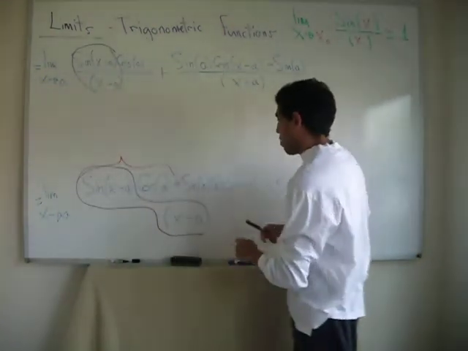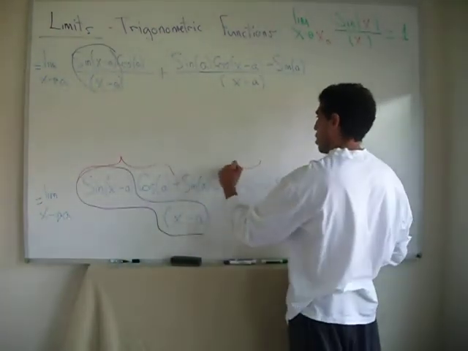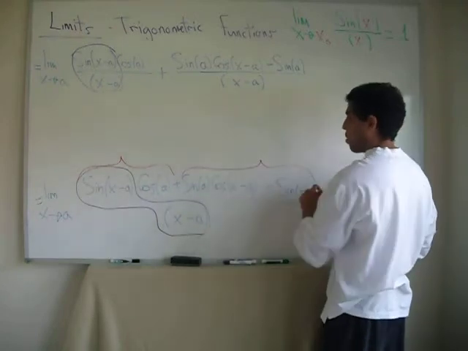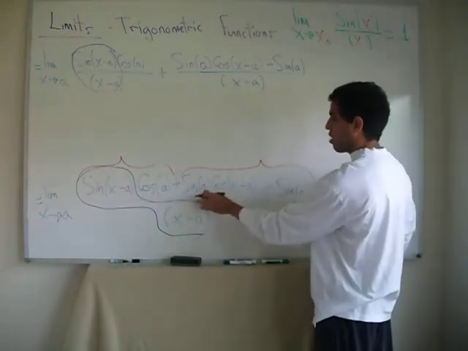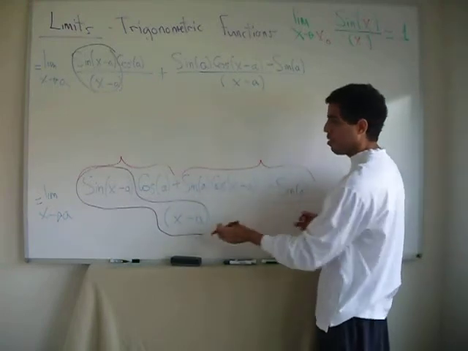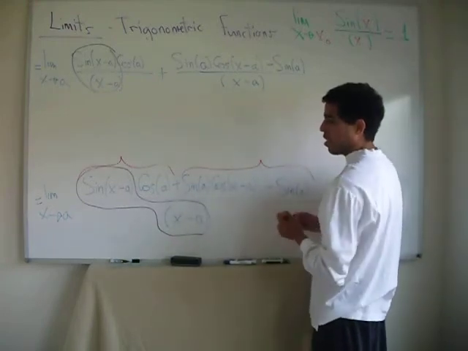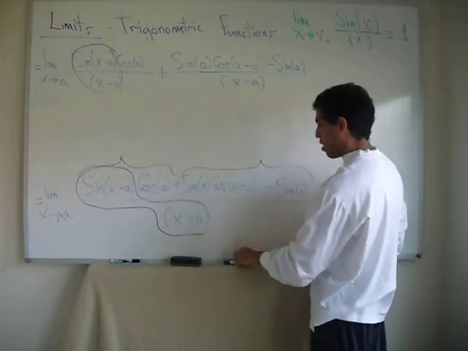Okay, and the second part is this one, the part which still has to be worked because it still has an indetermination. Sine of a minus sine of a is going to be 0, and at the bottom I'm still going to have ax minus a, which is 0. So the second part is this one.